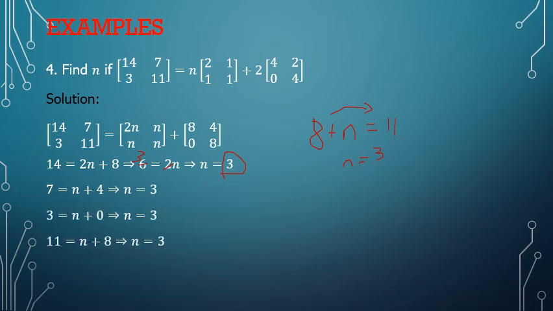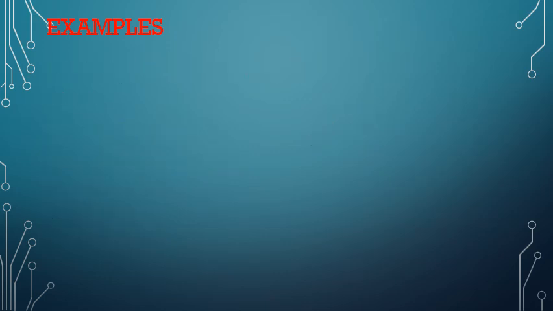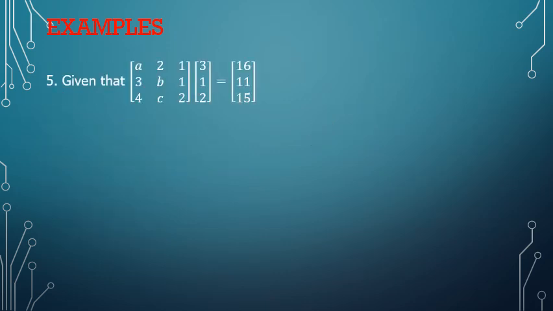Now, another example is: given that matrix A is 2, 1, 3, B is 1, 4, C, multiplied by this 3 by 1 matrix 3, 1, 2, gives us a 3 by 1 matrix, which is 16, 11, 15. Now this one is compatible. As you can see, the number of columns in matrix A is equal to the number of rows in matrix B. They are all 3.